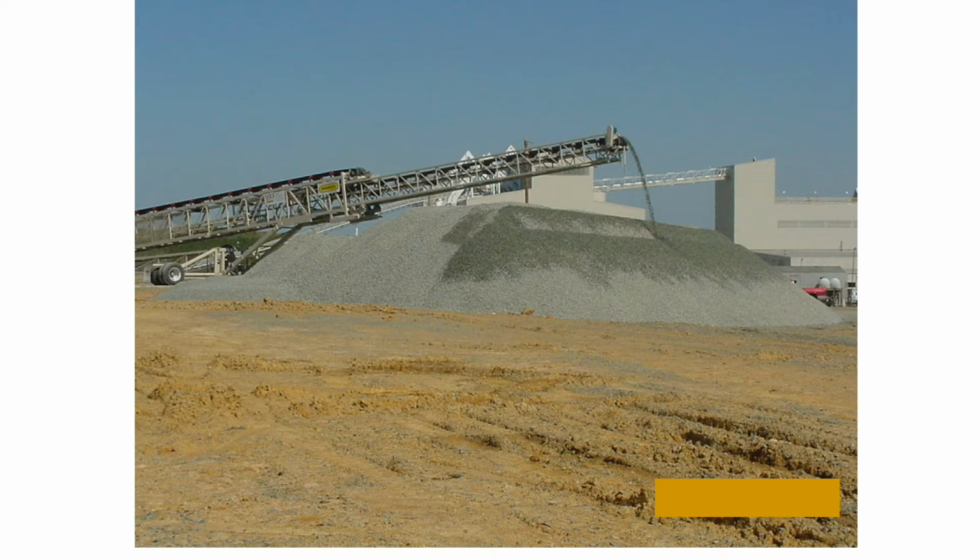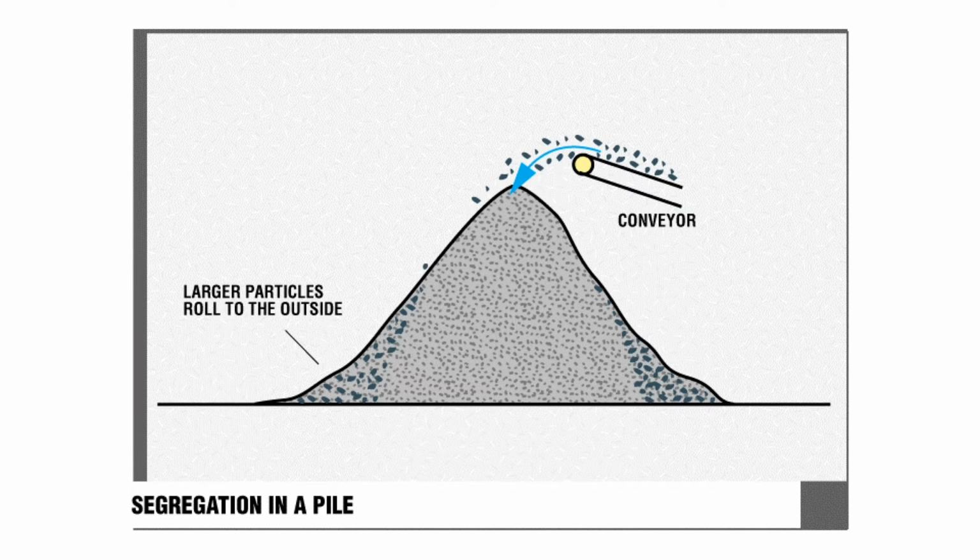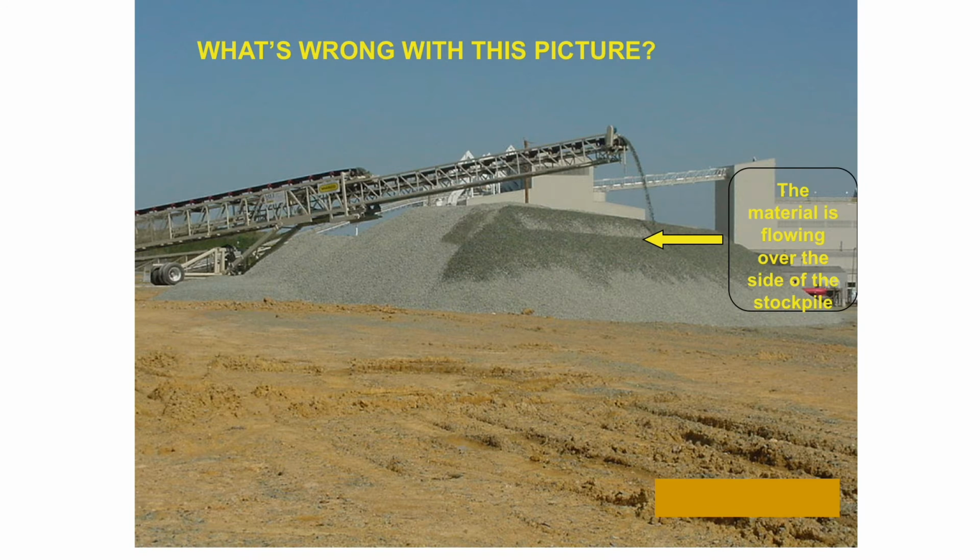This is a telescopic conveyor, and it is used to build little pyramids to prevent segregation. So what's wrong with this picture? They've got it, and they're running it on the edge of the pile. So they've turned this device into a segregation machine by not using it the proper way. You want to make sure that it's not falling down the face of the pile.